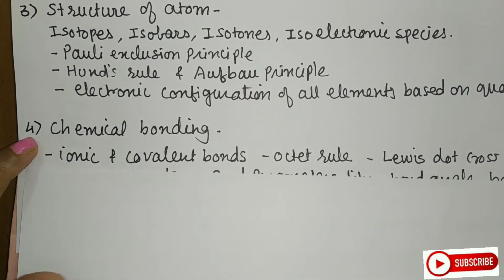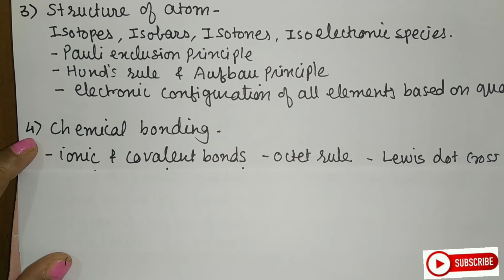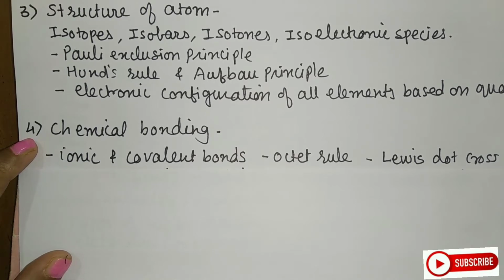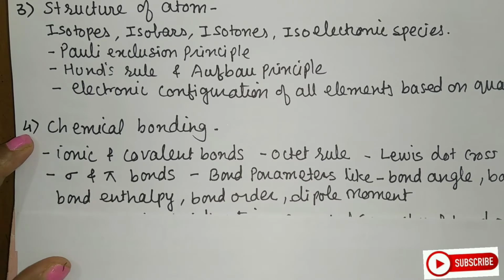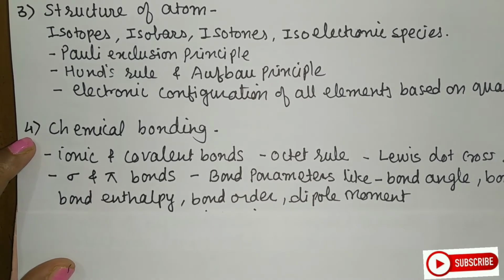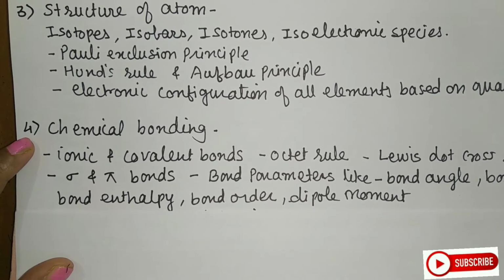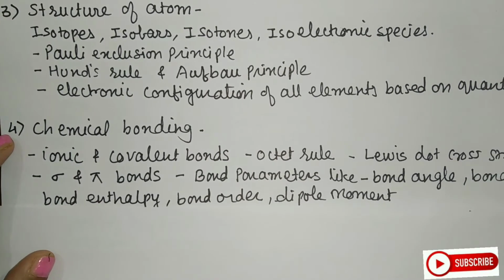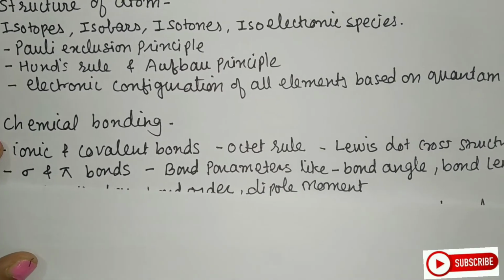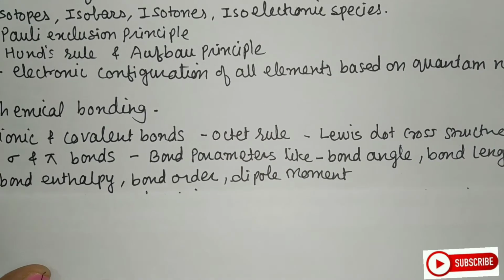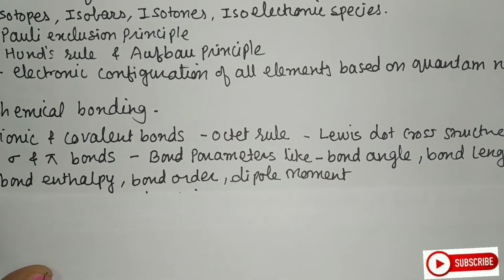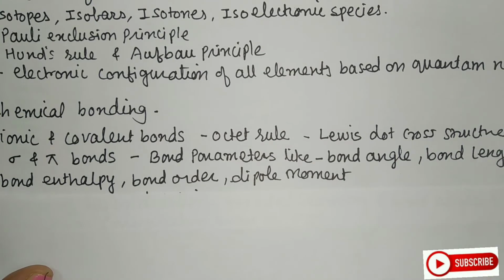From chemical bonding, you must know what is an ionic and a covalent bond. When an ionic and a covalent bond is formed, what is octet rule? What are its limitations? How to draw the Lewis dot cross structure? You must know the difference between a sigma and a pi bond. And you must have a complete knowledge about the bond parameters like bond angle, bond length, bond enthalpy, bond order, dipole moment. So this much is sufficient from chemical bonding.